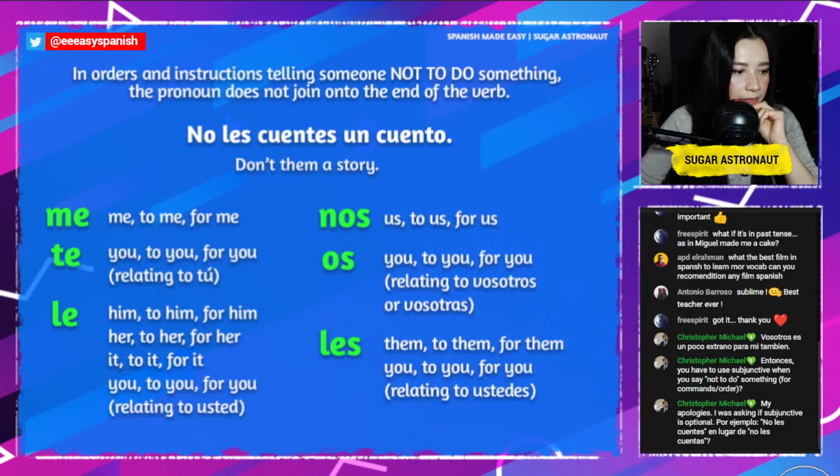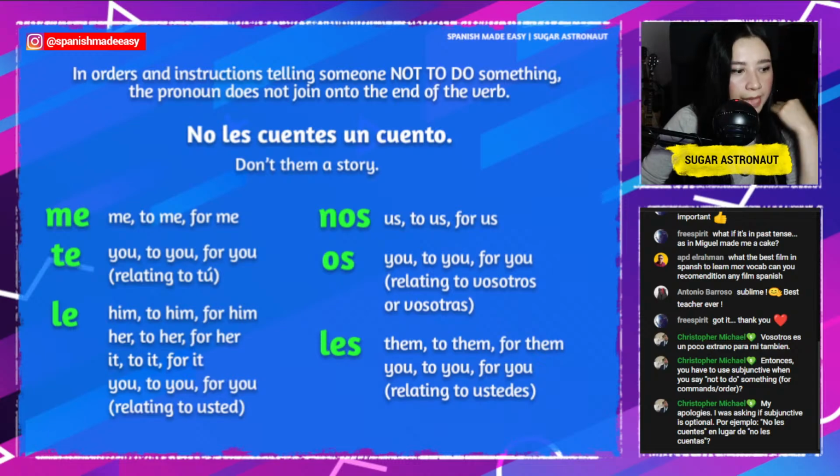Ajá. No les cuentes. Well, technically, no les cuentes is correct. No les cuentas can also be correct. You could say, ¿por qué no les cuentas un cuento? Okay? Or, no les cuentes un cuento.